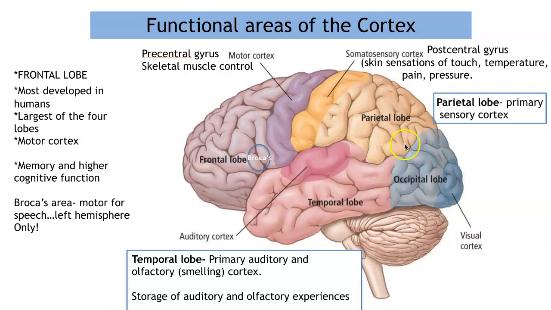And then the parietal lobe. Think of your parietal lobe as your sensory cortex. We already talked about the post-central gyrus. This is somatic sensory interpretation up in here. So this is all the sensation coming from the skin receptors: touch, temperature, pain, and pressure. So think of parietal lobe, sensory interpretation. Occipital lobe, this is pretty easy. This is the visual cortex. This is interpreting visual stimuli.